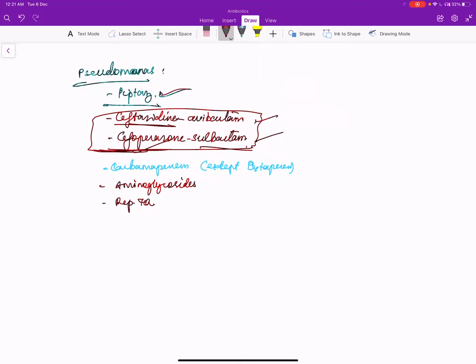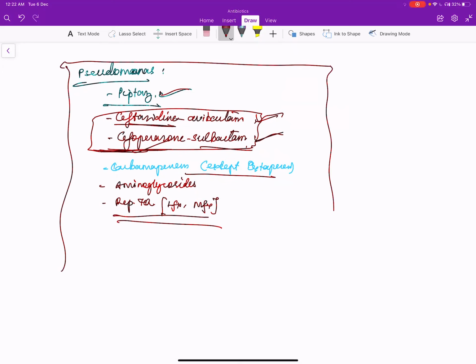Anti-pseudomonal is piptaz, we already discussed. Ceftazidime-avibactam we have discussed. Cefoperazone-sulbactam is discussed. Carbapenems except ertapenem, I told you. Now add aminoglycosides and respiratory fluoroquinolones. The respiratory fluoroquinolones are levofloxacin and moxifloxacin.